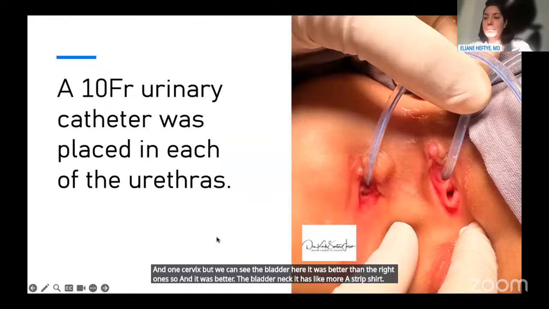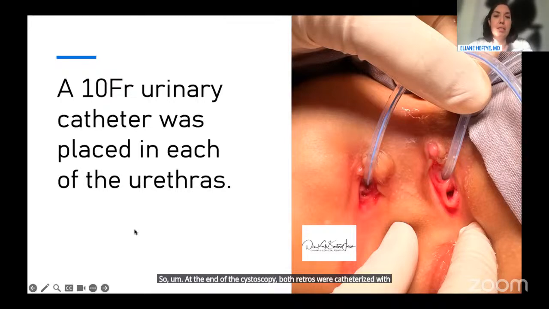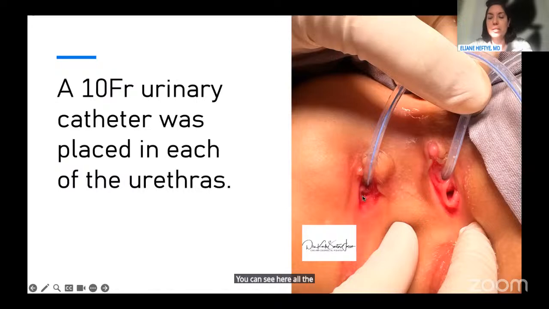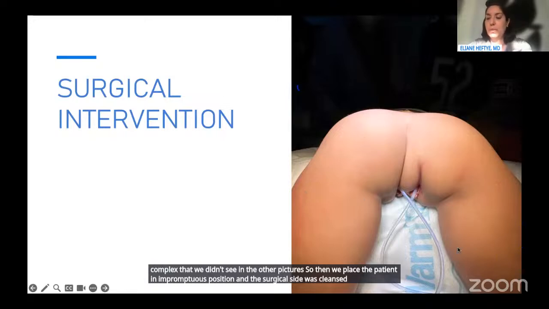So at the end of the cystoscopy, both ureters were catheterized with a 10 French Foley catheter. You can see both ureters here, and here is the vagina of the right complex that we didn't see in the other pictures. Then we placed the patient in prone position, and the surgical site was cleansed, all the area.